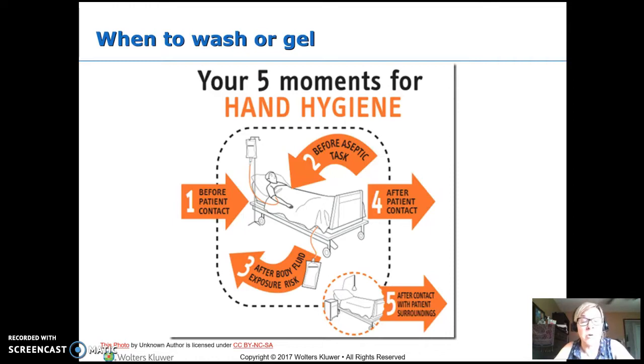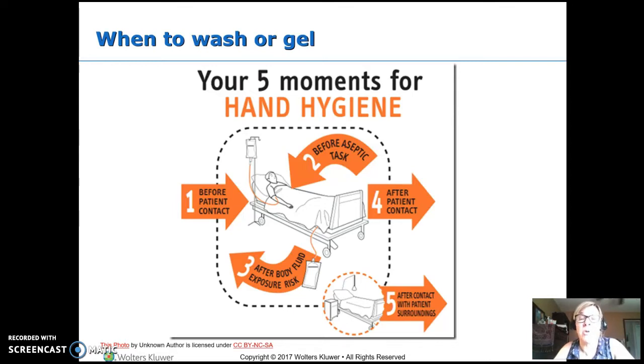Number one, before patient contact, we don't want to give patients what's on our hands. Two, before you do any aseptic task on your patient. Three, if you've been exposed to blood or body fluid, so something got on your hands, you need to immediately wash it off, and that's going to be soap and water, not just gel. Four, after patient contact, as you're leaving the room, or five, after contact with patient surroundings.